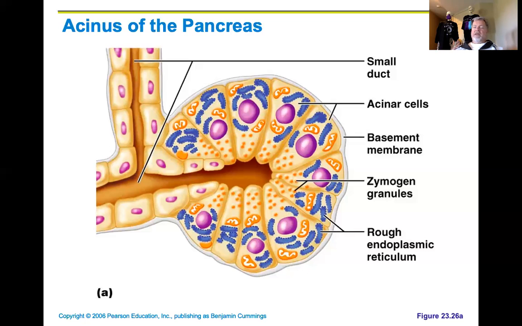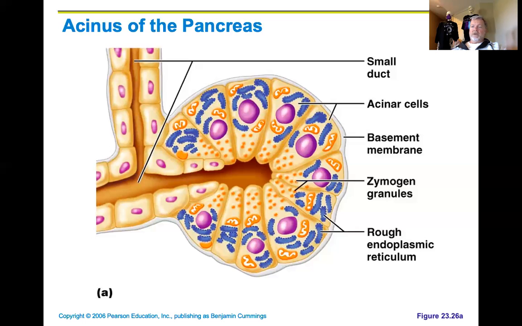So now your enzymes are typically released in an inactive form, and they'll become active in the duodenum, and you may or may not see that in your studies. That is the exocrine function.